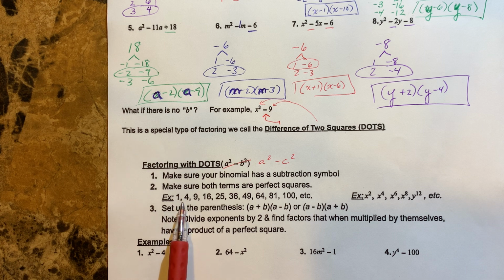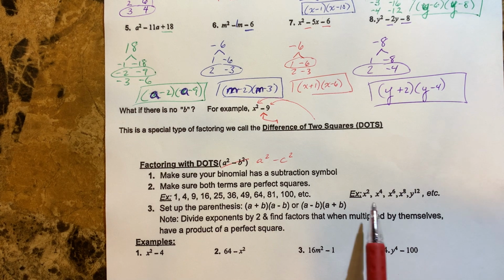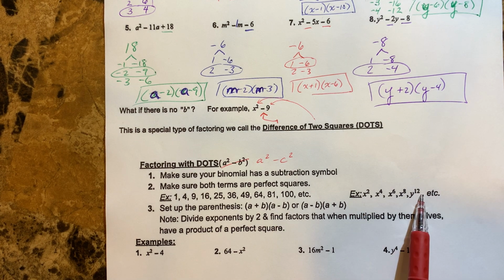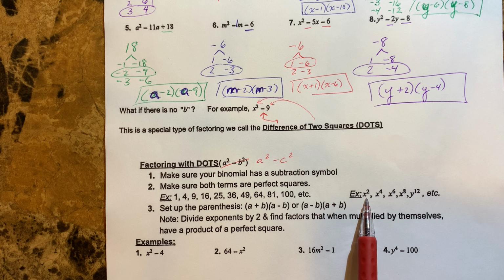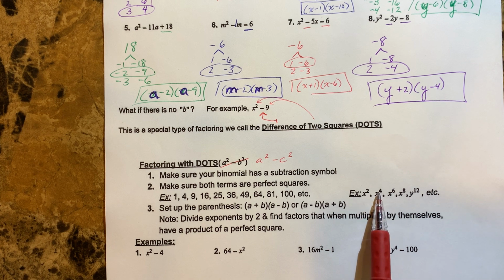You have to make sure the two terms to the left and the right are perfect squares. So here's some examples of perfect square numbers. They keep going on, but this is up to 10 times 10. And here's some examples of how variables would look. So x times x could be x squared. X squared times x squared could be x to the 4th. X to the 3rd times x to the 3rd would give you x to the 6th. So anything that has an even exponent would also count as a perfect square.